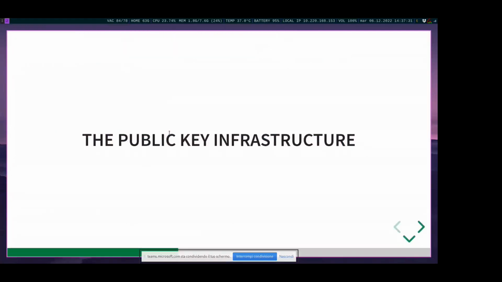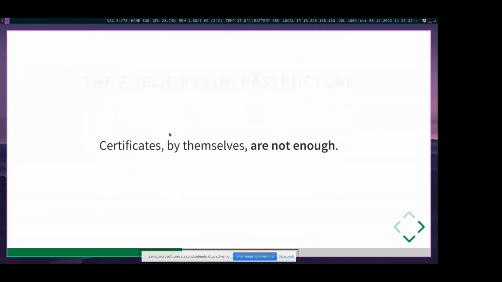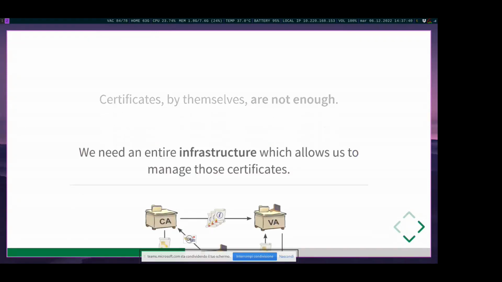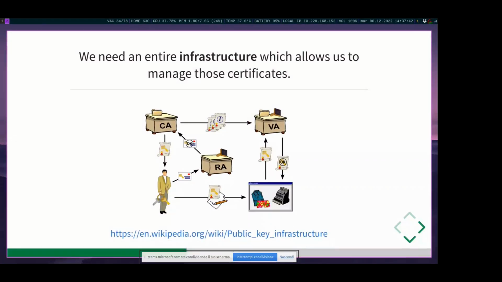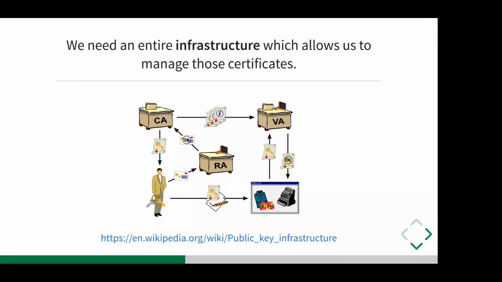And this is where the concept of infrastructure comes in. Because once again, public key is not enough. Certificates, okay, but certificates have to be managed. And there is a complex infrastructure that is used to manage those certificates. Like here in this diagram, which is taken from Wikipedia, we can see three main entities, which are called the RA, CA, and VA.